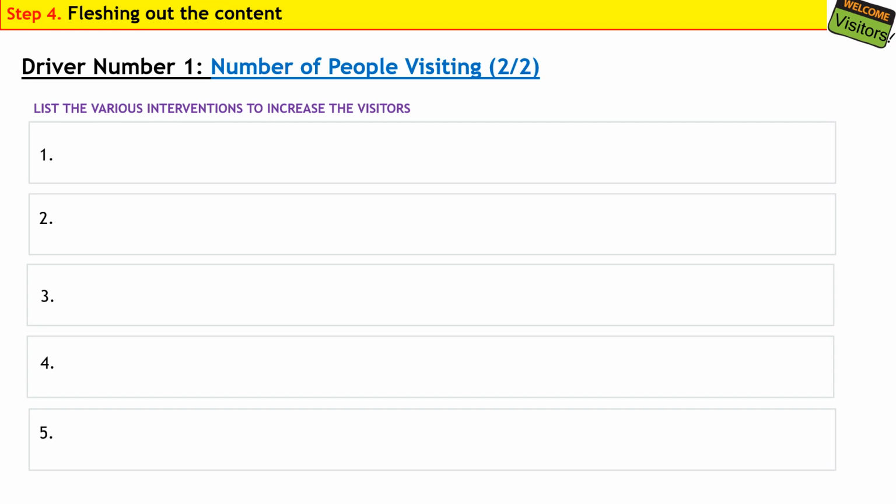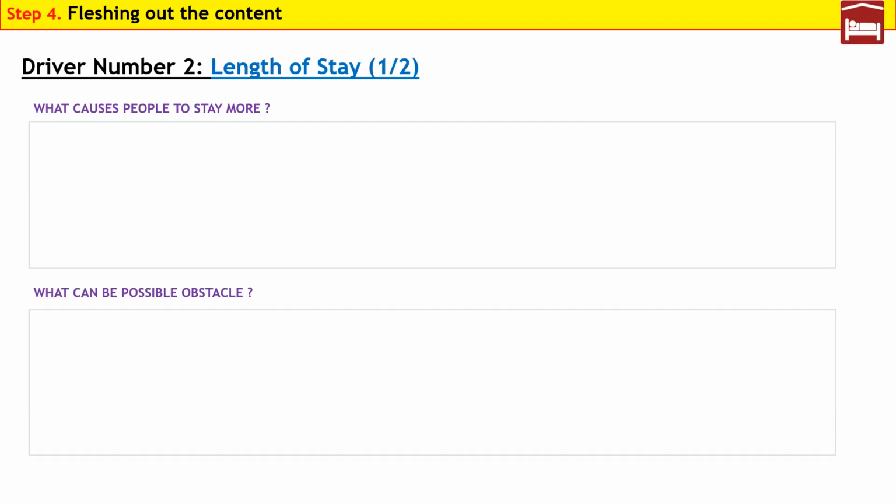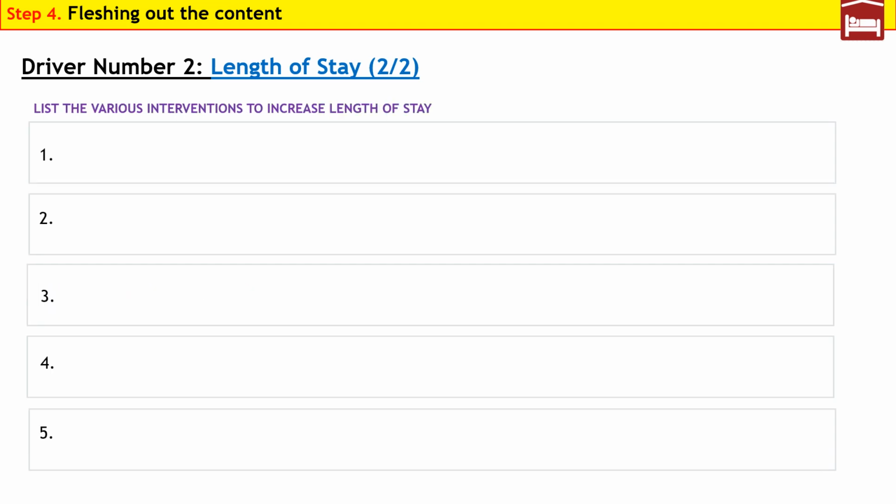It's a continuation of the previous slide. So we retain the same heading, but with a numbering scheme like 1 by 2 and 2 by 2. And here we have mainly listed out what are the different interventions or opportunities which are out there to increase the visitors. Not only list but also explain in detail if possible. We follow the same approach for the analysis of the other two drivers, that is length of the stay and spend per visitor.